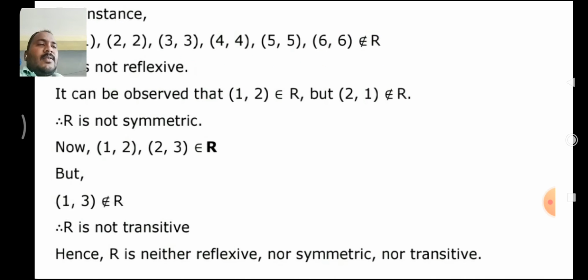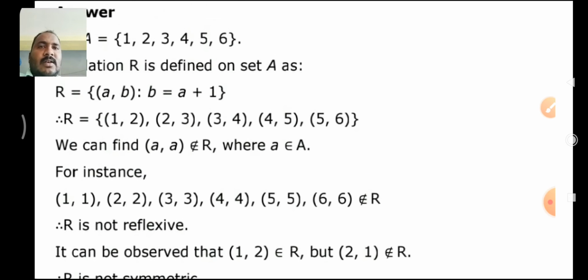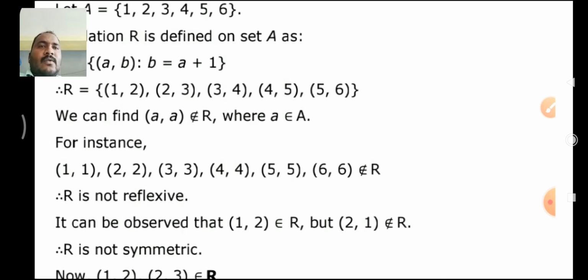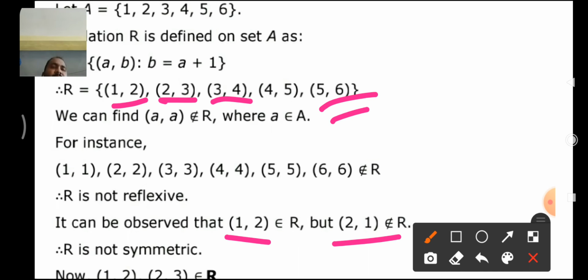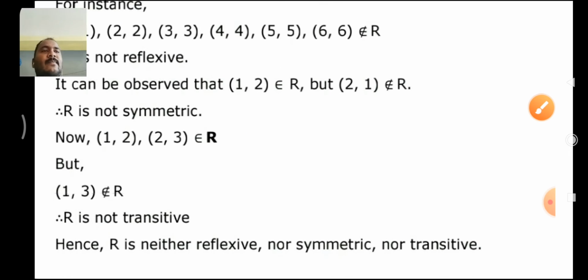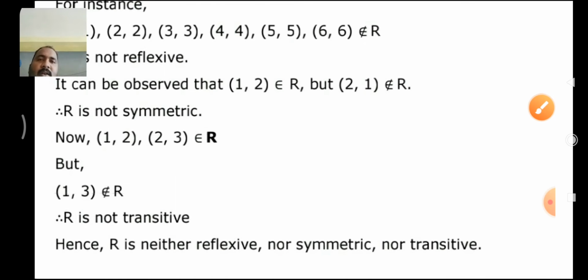Here we observe that for the relation R, (1,2) belongs to R but (2,1) does not belong to R. Similarly, we consider another pair: (2,3) belongs to R, (3,2) does not belong to R, (3,4) belongs to R, (4,3) does not belong to R, and so on. Here (5,6) belongs to R, but (6,5) does not belong to R. Because of this, R is not symmetric.